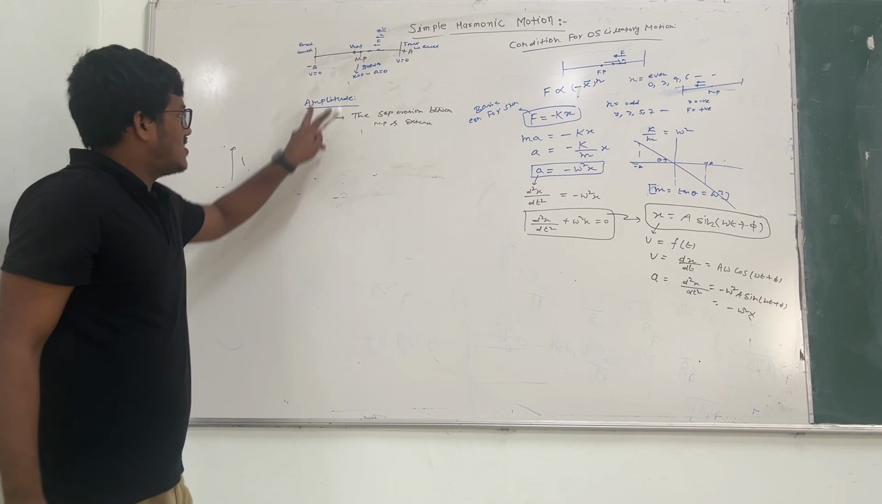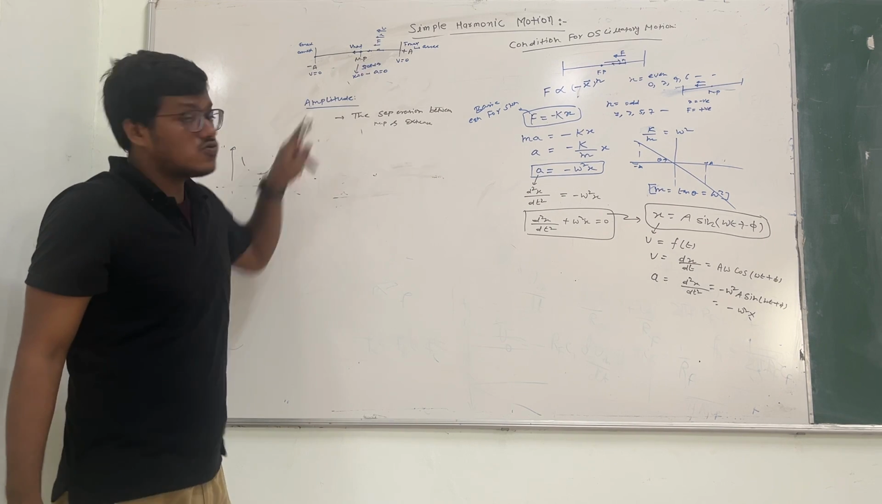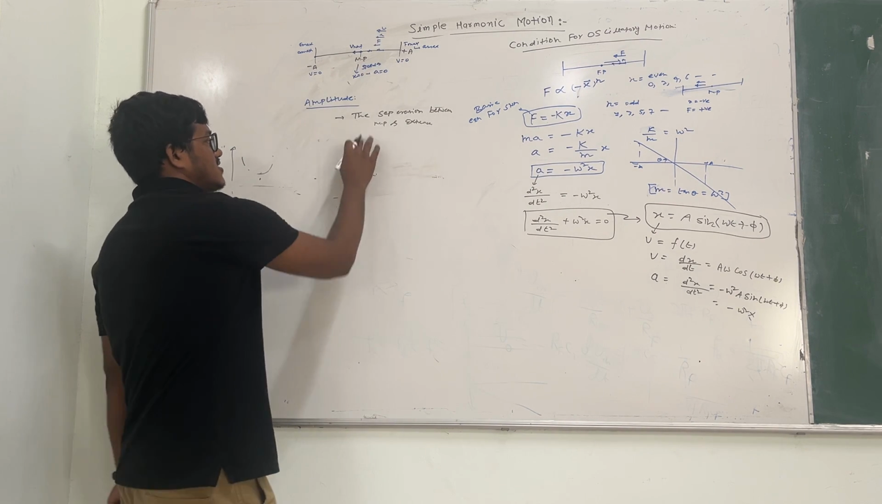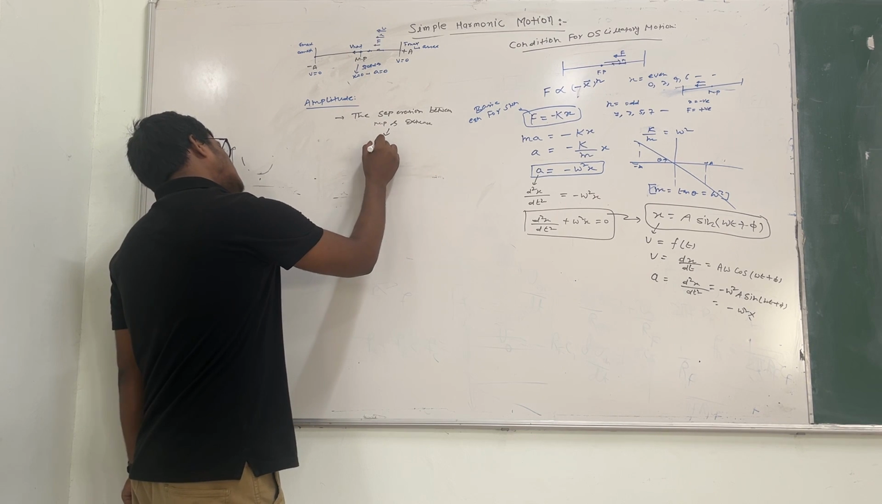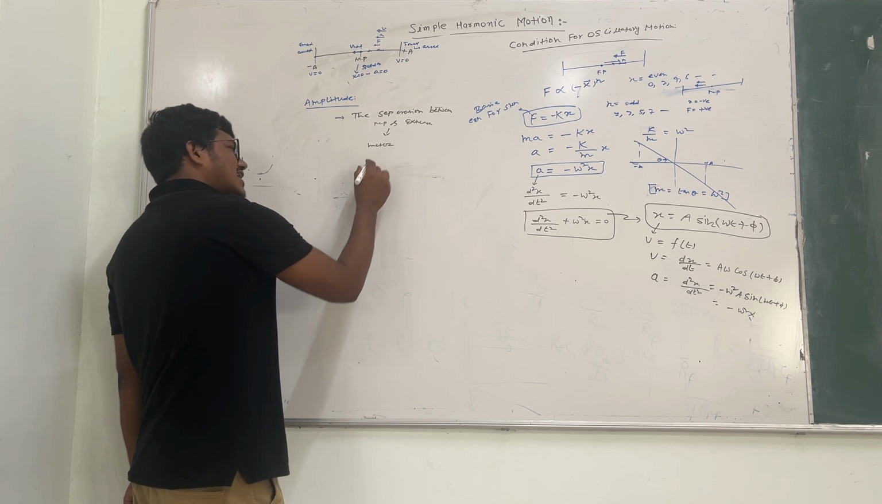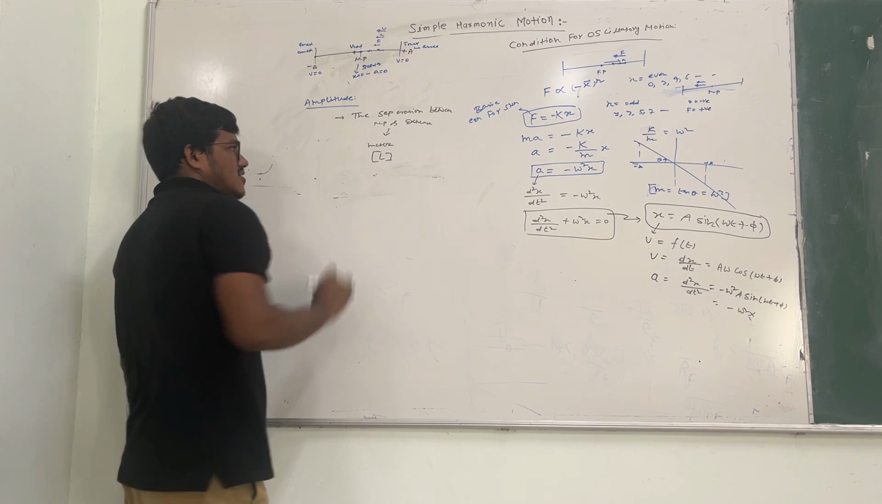We can also define this as half of the separation between the two extremum positions. This is some kind of distance, so in an equation it will be in meters, and we will write the dimension. Then it will be a measurement.